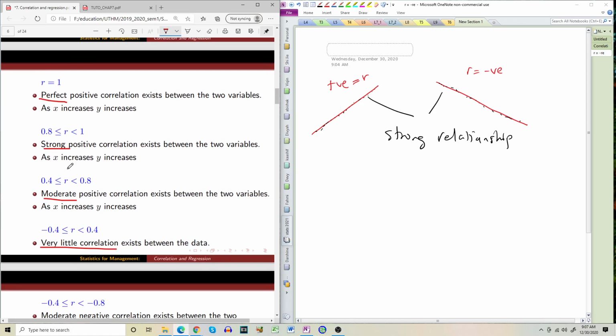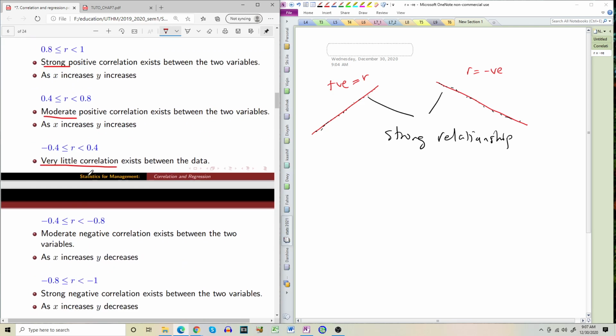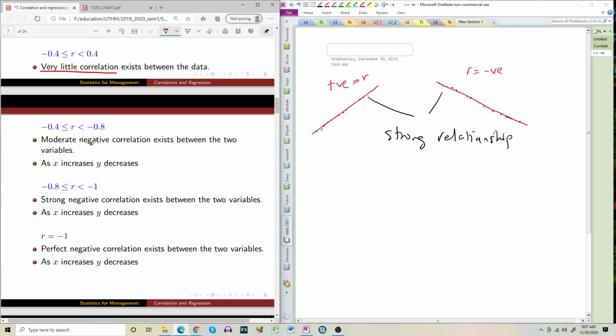Now, if you see this one, 0.4 to 0.8, as x increases, y increases, and it is moderate positive. If it is negative, then we call it moderate negative. As x increases, y decreases because negative. Remember that.